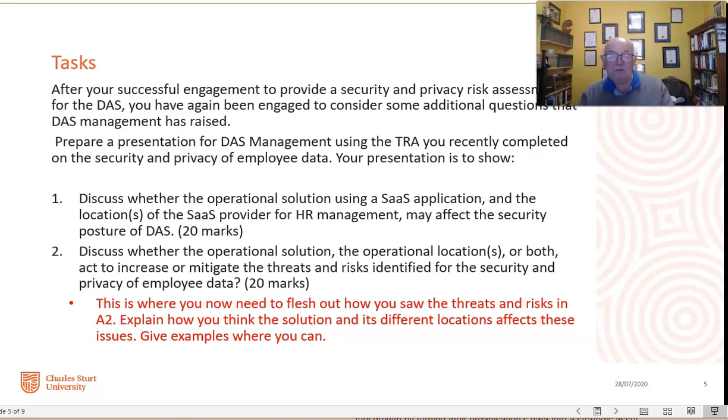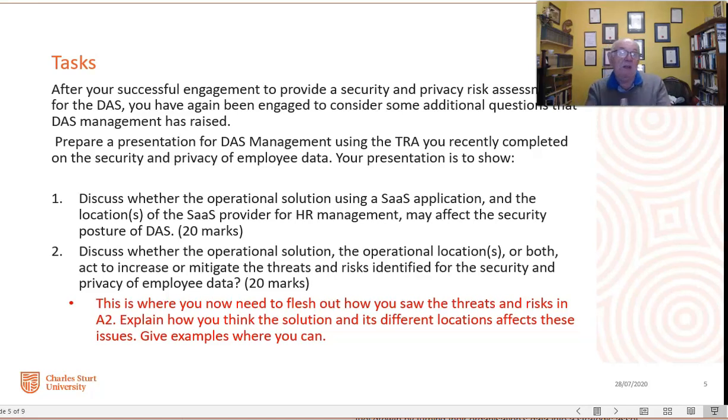Discuss whether the operational solution using a software as a service application and the locations of the SaaS provider for HR management may affect the security posture of DAS. So in this case, we're looking at the security posture of DAS. The second question is discuss whether that operational solution, the operational locations or both, act to increase or mitigate the threats and risks identified for security and privacy for employee data.